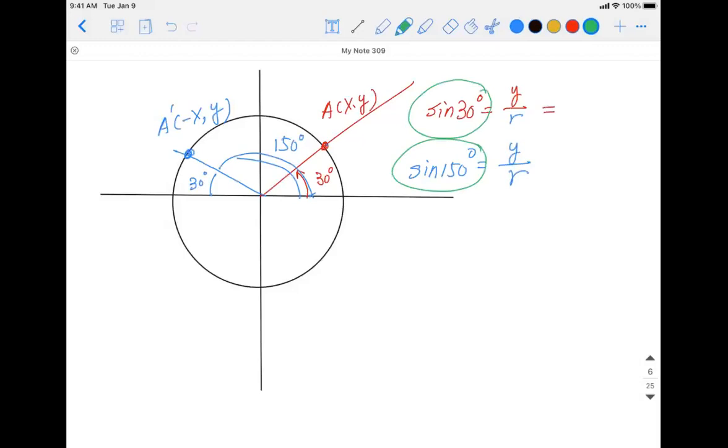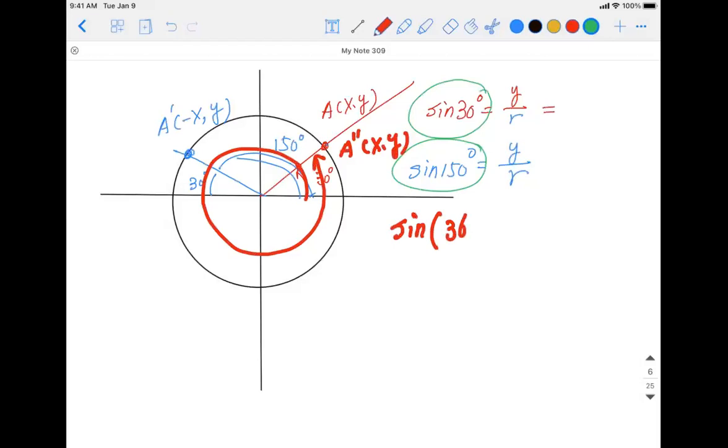Okay, so again, if my angle goes to here, I take 360 degrees and go back to here. So my new point, A double prime, will be superposed on the A, right? At the very beginning, A. So you're gonna find sine 360 plus 30 degrees also equals y over r. It makes sense, right? You always keep the same point. Okay, so that really gives you an idea.